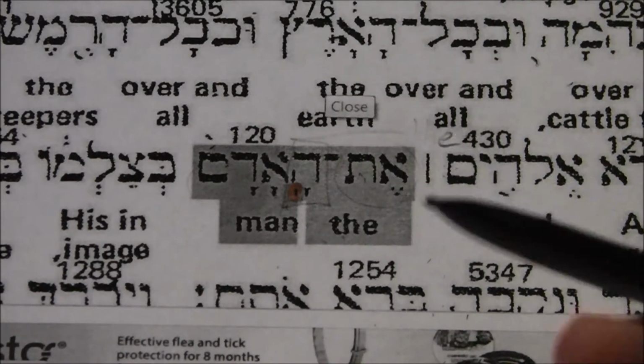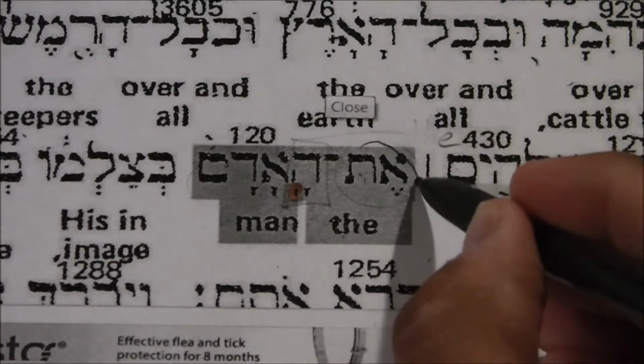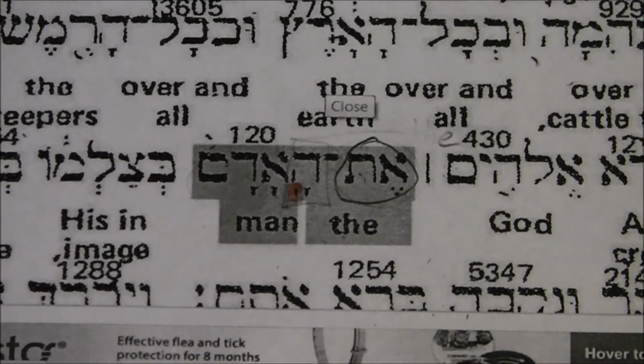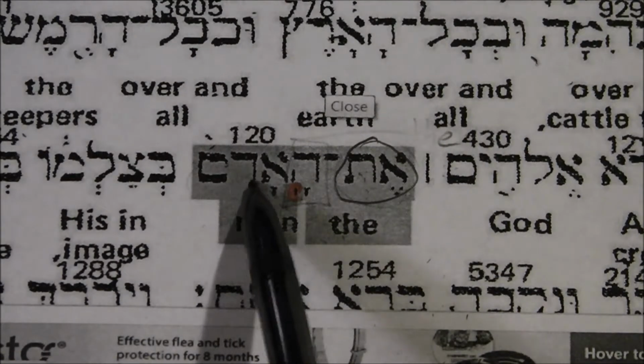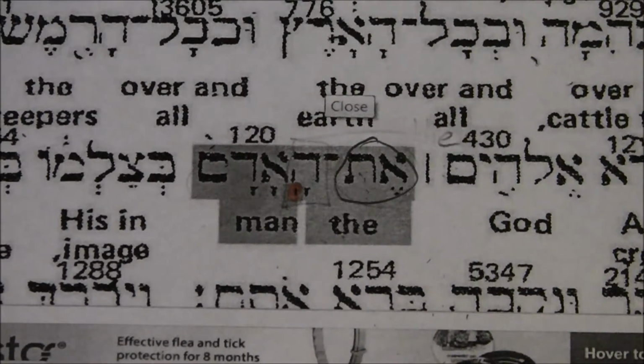Okay, and this is kind of an interesting, I guess you could call it a word. Sometimes it's called a particle. Most of the time when it's used, it's not translatable. What it does is mark the following word as a definite direct object. Now, what on earth is a definite direct object?